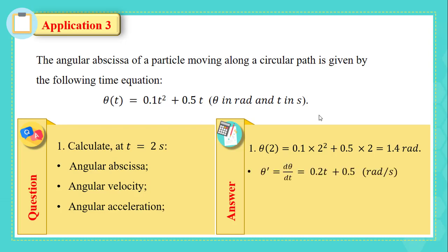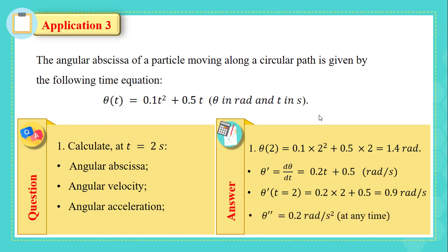To find the angular velocity, we have to find first the derivative of the angular abscissa, which is 0.2t plus 0.5 given in radians per second. Now we substitute 2 in the equation of theta prime, which will give 0.9 radians per second. To find the angular acceleration, we find the derivative of the angular velocity, which is 0.2 radians per second squared. It is constant and independent of time.